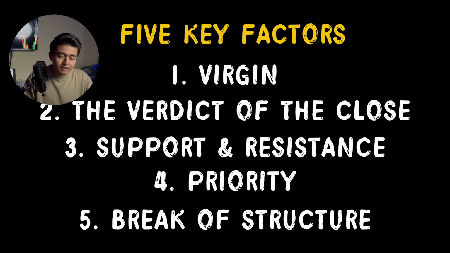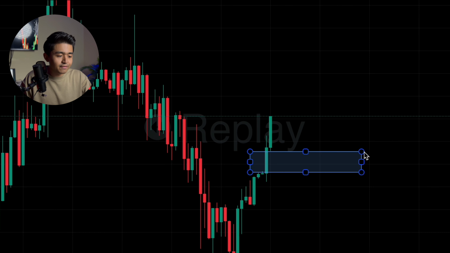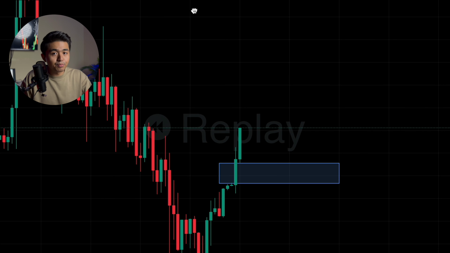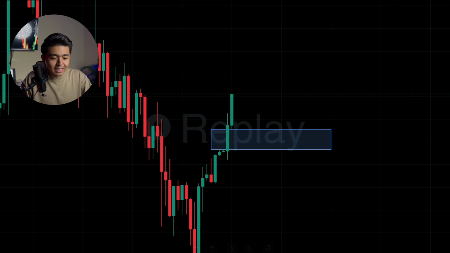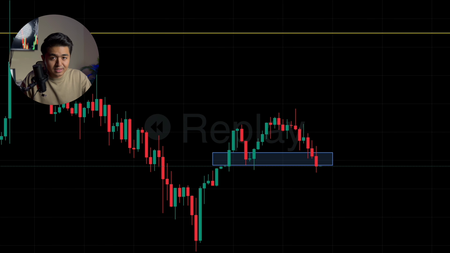Without this, a fair value gap is just noise on the chart. Look at this move. Price created a clean fair value gap, but it failed to break the previous high. Because the structure stayed intact, the bulls never actually took control. We do not trade this kind of fair value gap.